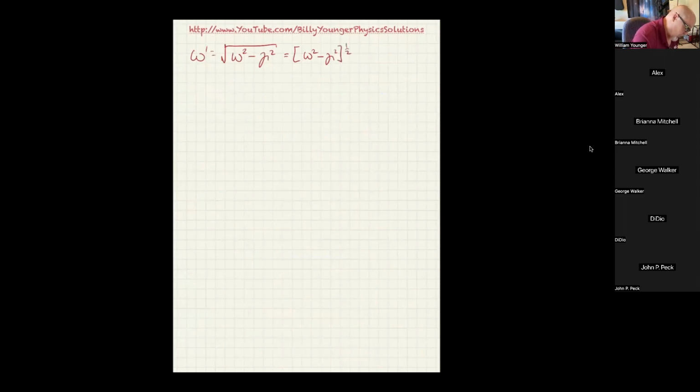Now I'm going to go a little further, and I'm going to be crazy and factor out a square root of omega squared. And then that's going to leave a 1 right here minus gamma over omega squared to the 1/2 power. Everybody follow what I did there? Anybody have any questions on that?